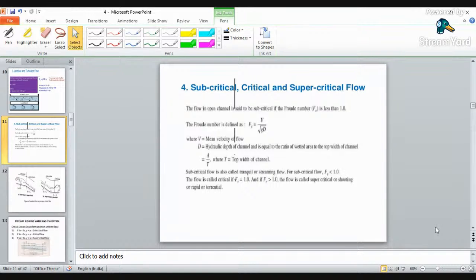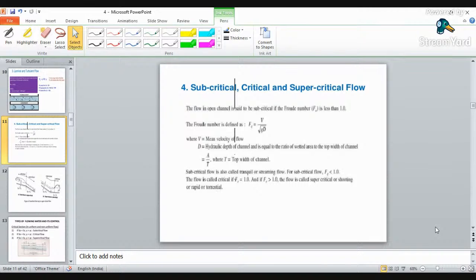Now it is V divided by square root of gD. All of you know that if it is less than 1, then your flow will be subcritical. If it is equal to 1, then your flow is said to be critical. And if your Froude number is greater than 1, then your flow will be supercritical. But what is the condition between subcritical and supercritical?